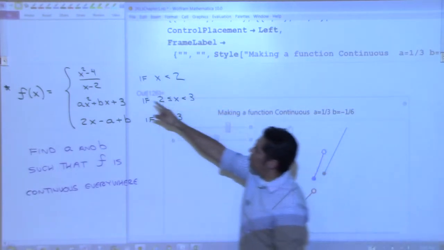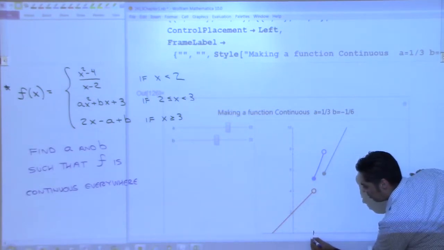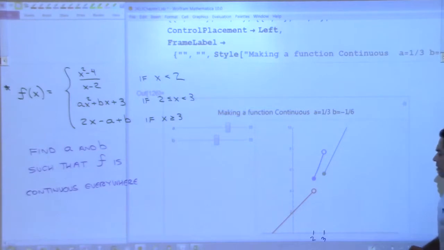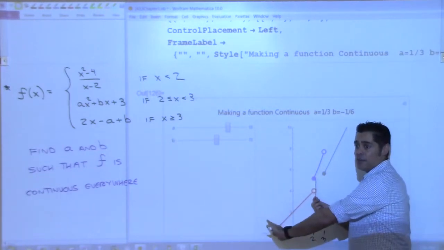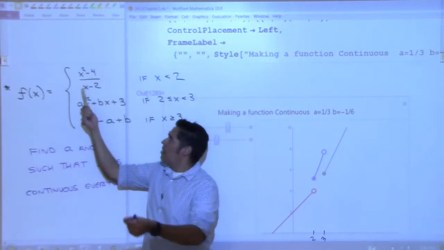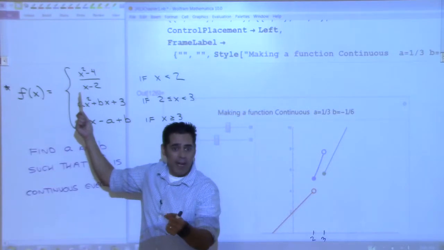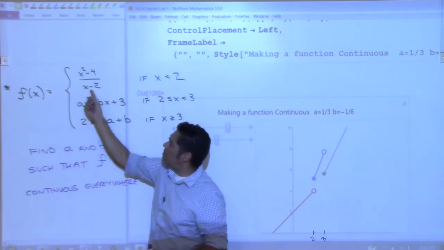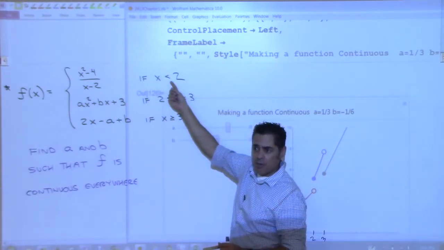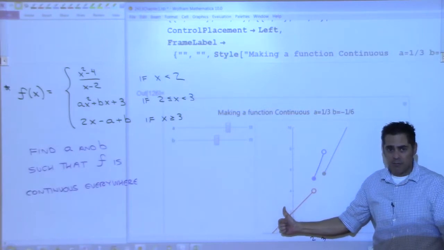It's the top, because we're the top function whenever x is less than 2, right? Now, it may be hard to see this, but this is 2 right here, and this is 3, just so you all know. So to the left of 2, I'm this function, and this is a rational function, right? And rational functions are continuous on their implied domains. There's only one number that causes a problem here, and that's what? 2. But we are looking to the left of 2. So to the left of 2, I've got a continuous function, don't I? Okay.